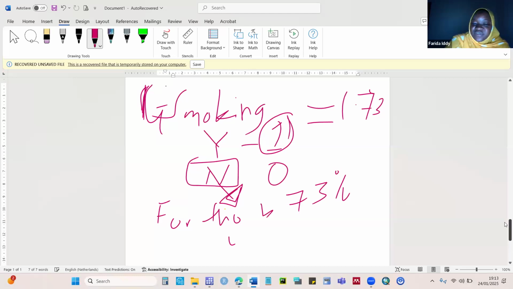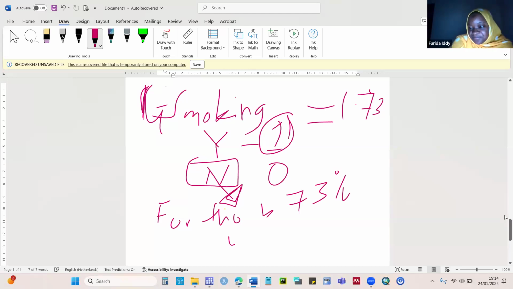So the interpretation differs from the continuous one. In continuous, we say 1 unit increase or 1 year increase or 1 kilogram increase in weight will increase or decrease the odds of having the disease by this percent. But if we have a binary independent variable, for example, smoking, then we just say for those who are smoking, their odds of having the disease is 73% higher compared to those who are not smoking.